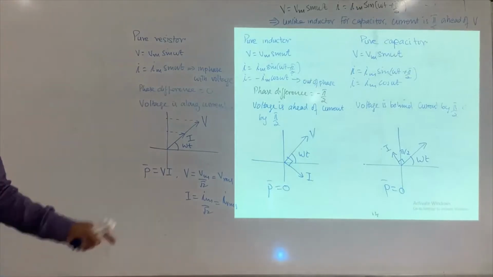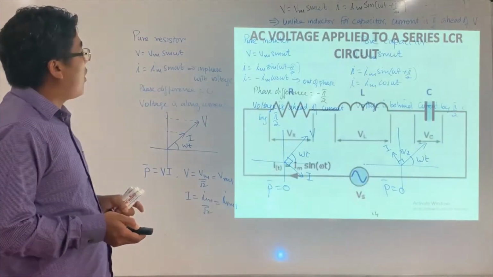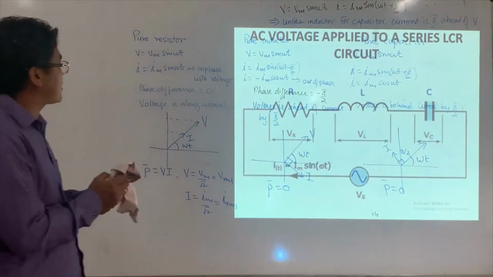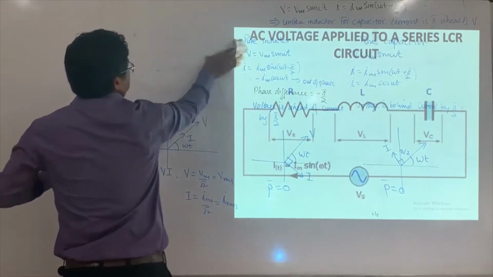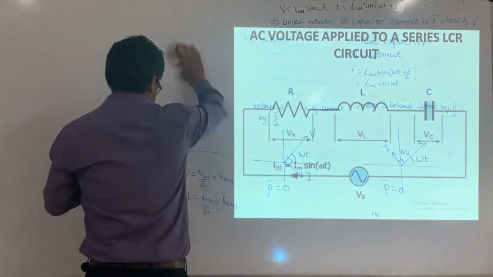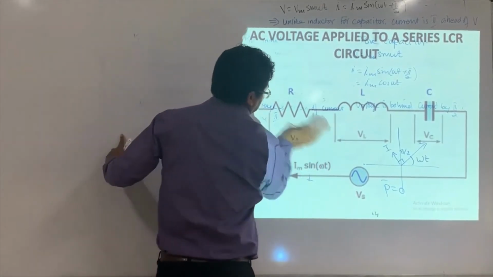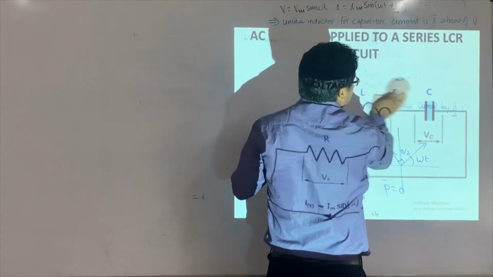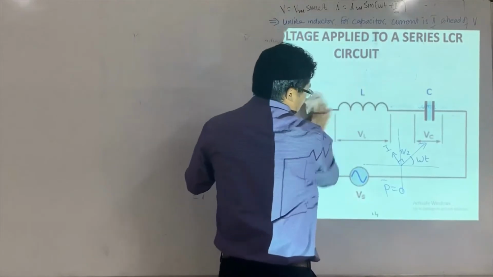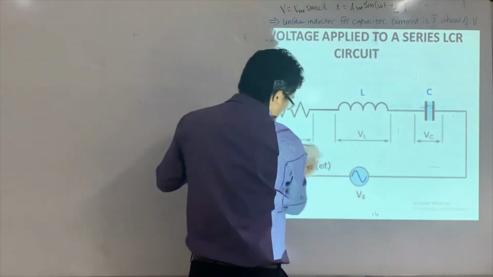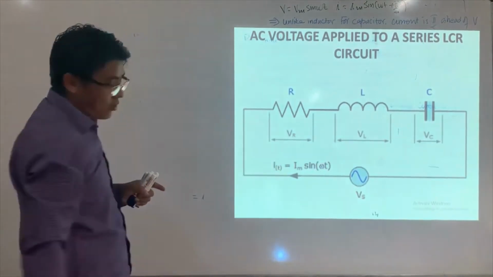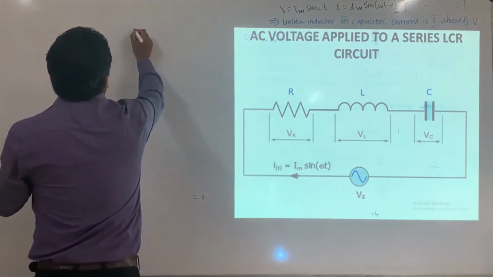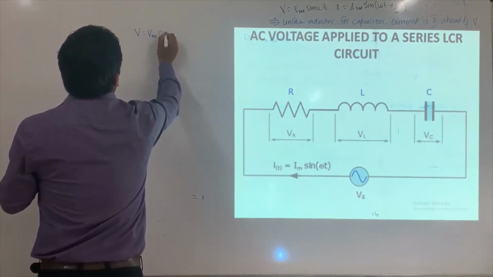Now having this, we will try to do the voltage applied to a series LCR circuit. This is very important. I'm going to arrange all three components, that is resistor, capacitor and inductor, in a series combination, and I'm going to apply a source voltage, Vm sine omega t.